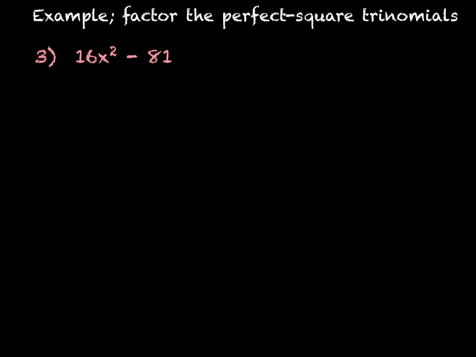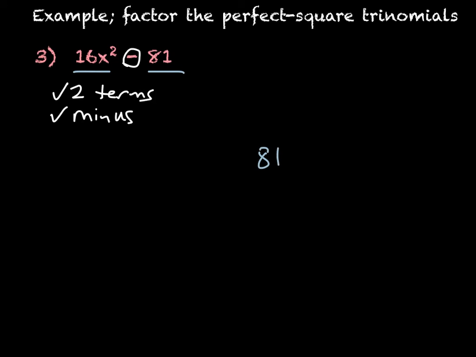And the last example here, we have 16x squared minus 81. So again, there are two terms. And in between them is a minus sign. So it could be a difference of two squares. So now I'm going to look at the two terms. I know that 81 is equal to 9 squared. So that's the easy one.